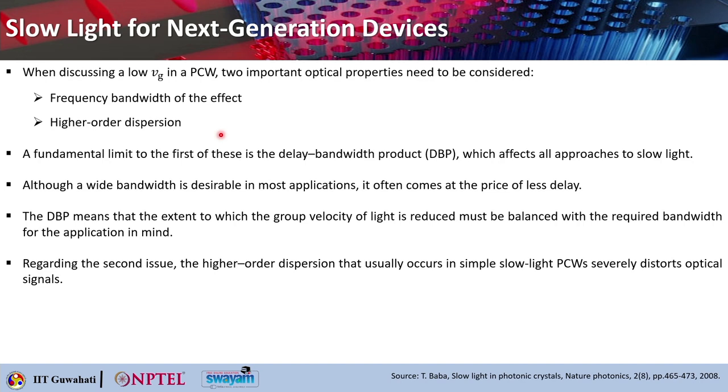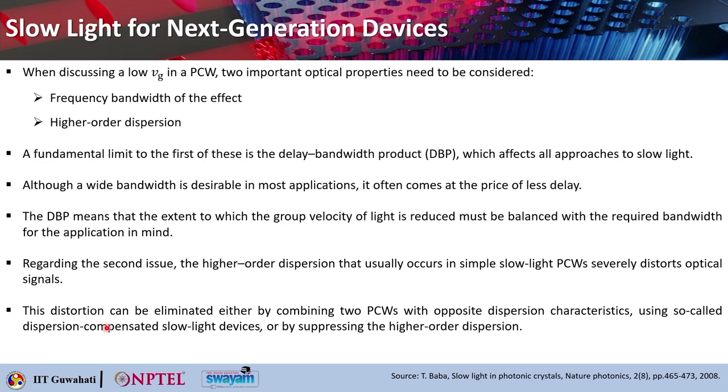Regarding the second issue, higher order dispersion usually occurs in simple slow light photonic crystal waveguides, and it could severely distort optical signals. This distortion can be eliminated either by combining two PCWs of opposite dispersion characteristics, which are called dispersion compensated slow light devices, or by suppressing the higher order dispersion itself.